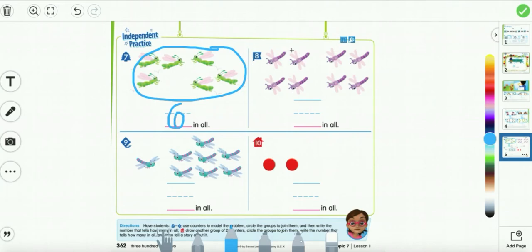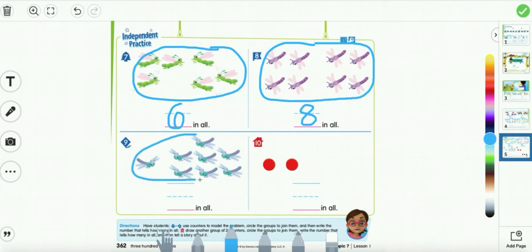Let's look at number 8. We have a group of 4 dragonflies, another group of 4. We're going to join them together to see how many in all. 1, 2, 3, 4, 5, 6, 7, 8. We saw 8 dragonflies in all. Let's look at number 9. We have a group of 1 and a group of 6, 7. So let's join them all to count. 1, 2, 3, 4, 5, 6, 7, 8. We saw 8 dragonflies in all.